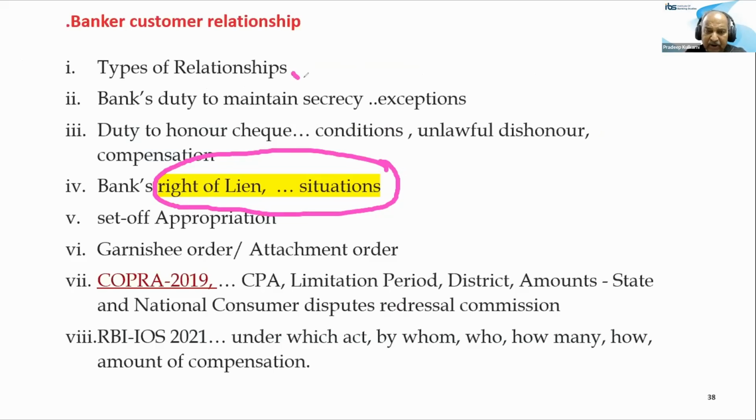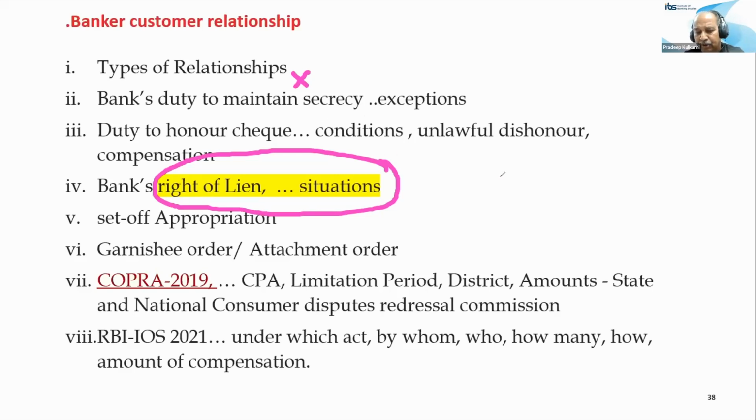These parts are very simple, I don't think we need to spend time on them. What is the relationship when the customer is a depositor? What is the relationship when the customer is a debtor? Make a note of that, because when a deposit is maintained, the bank is the debtor and the customer is the creditor. That list you have.